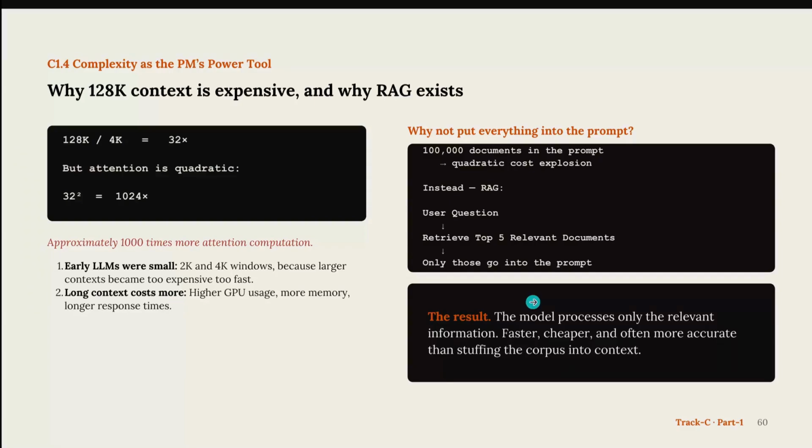You could argue, why not put everything into the prompt instead of creating a RAG? Imagine there are 100,000 documents in the prompt, and the quadratic cost explosion will be super high, because we just looked at the number of tokens that the system takes.